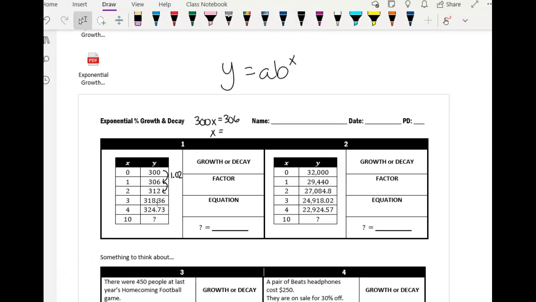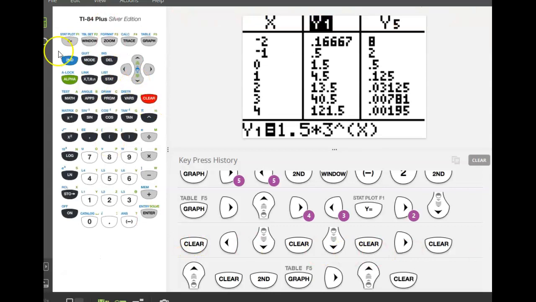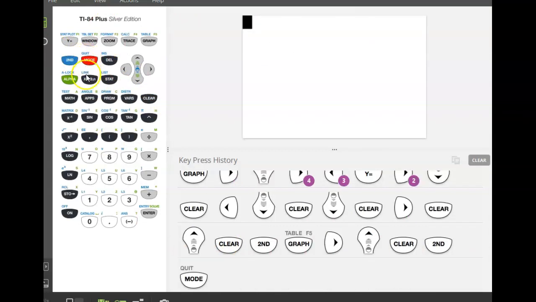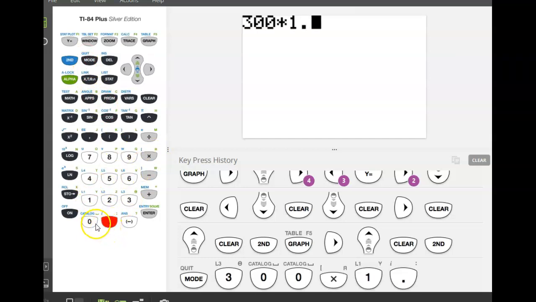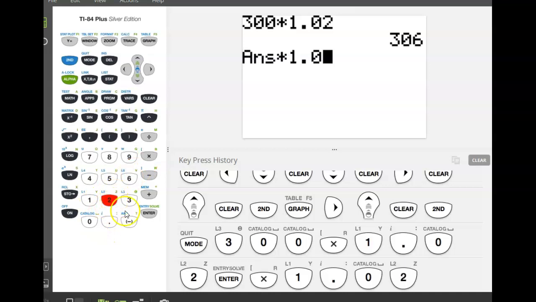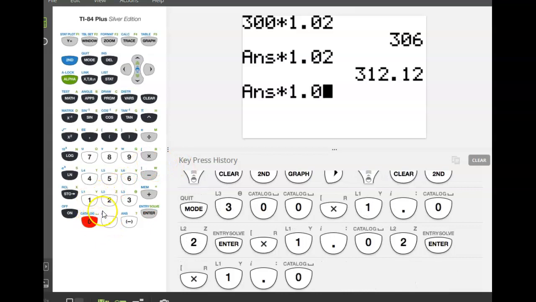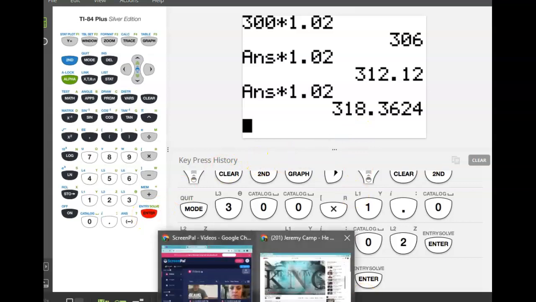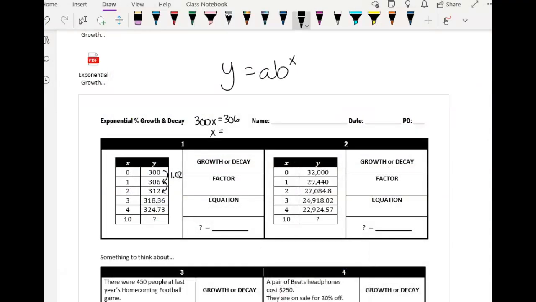We can see this if I do it in my calculator. We did 300, and we multiplied by 1.02, and there we get 306. Let's do that again, like we're continuously multiplying by the same number. We get 312.12, which rounds to 312. If we multiply by 1.02 again, we get 318.36. So let's take a look at our table, 318.36.